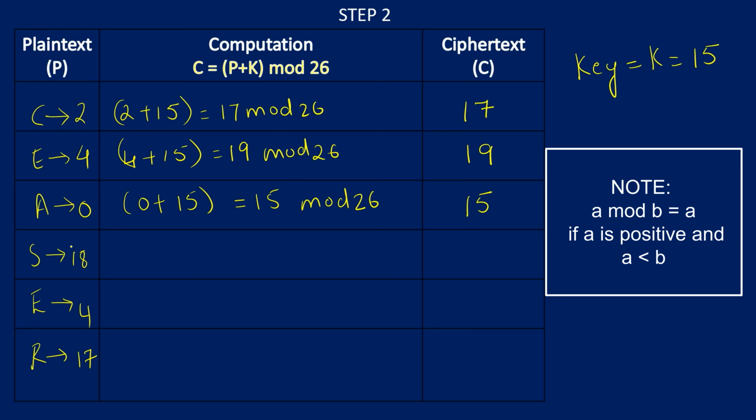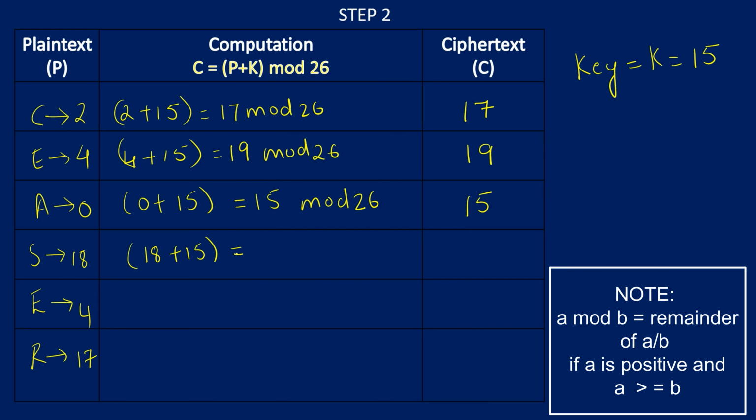Now 18 plus 15, if you do the addition, you get the answer as 33 mod 26. Now you check, 33 is a number which is greater than 26. So you have to apply modular arithmetic. How to solve modular arithmetic? I have created a detailed video. Kindly check that out so that your concepts on modular arithmetic are clear. However, here I'll explain how to solve 33 mod 26.